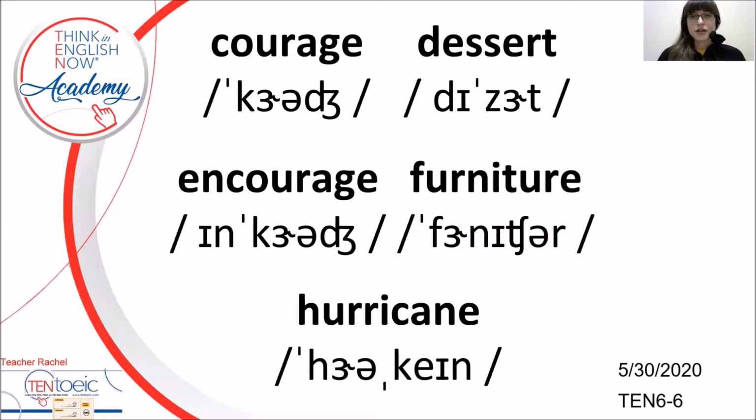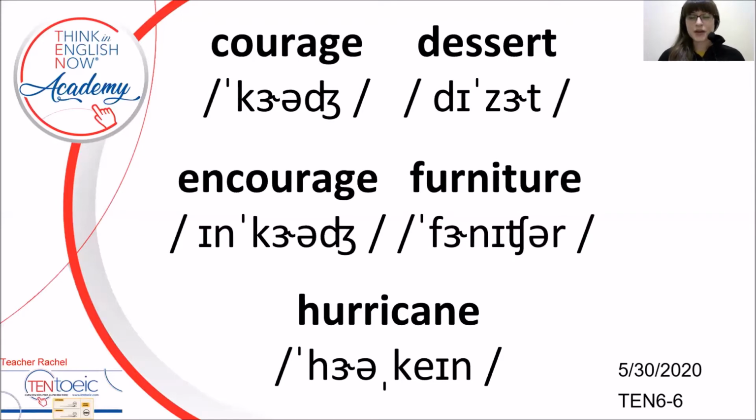Furniture. Furniture is different kinds of things we have in our home. Maybe a table, a chair, a sofa, a bed. These are all different types of furniture. They're pieces that we have in our home to help us live.